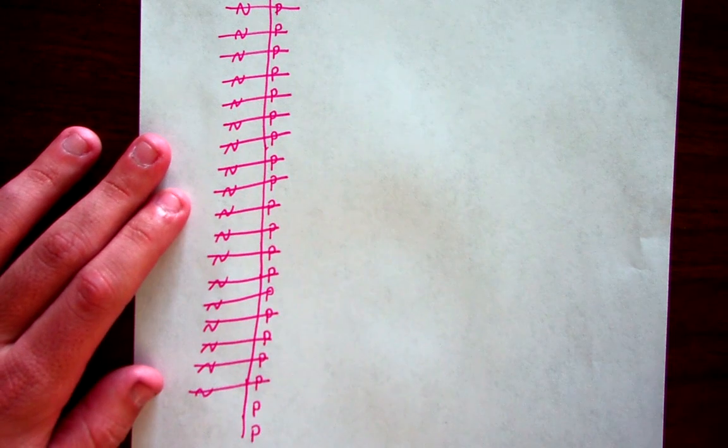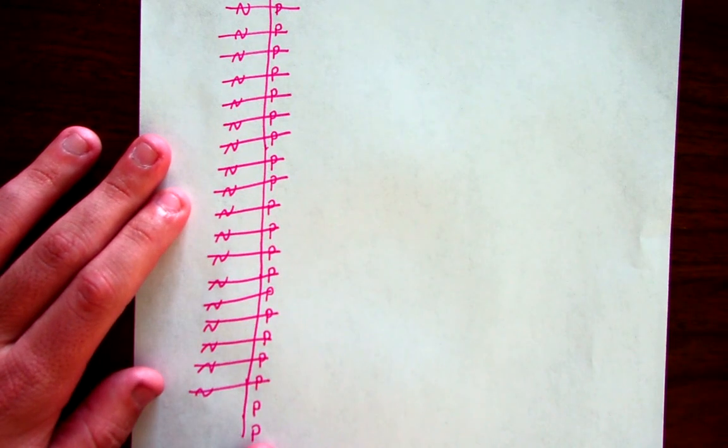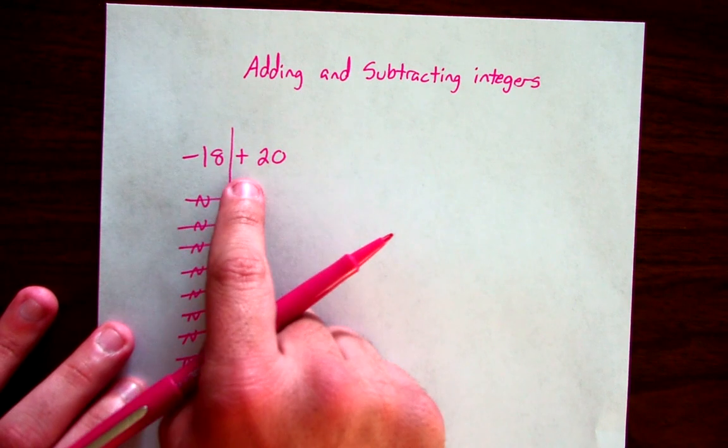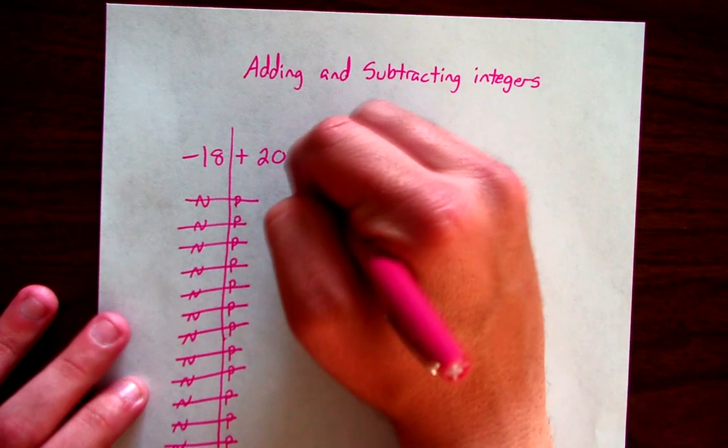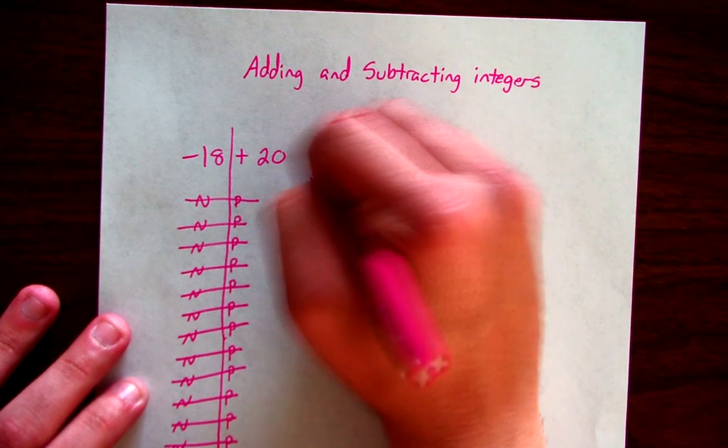Oh, what am I left with? I'm left with 2 positive attitudes. So negative 18 increased by 20, the answer is just a positive 2. That's your answer.